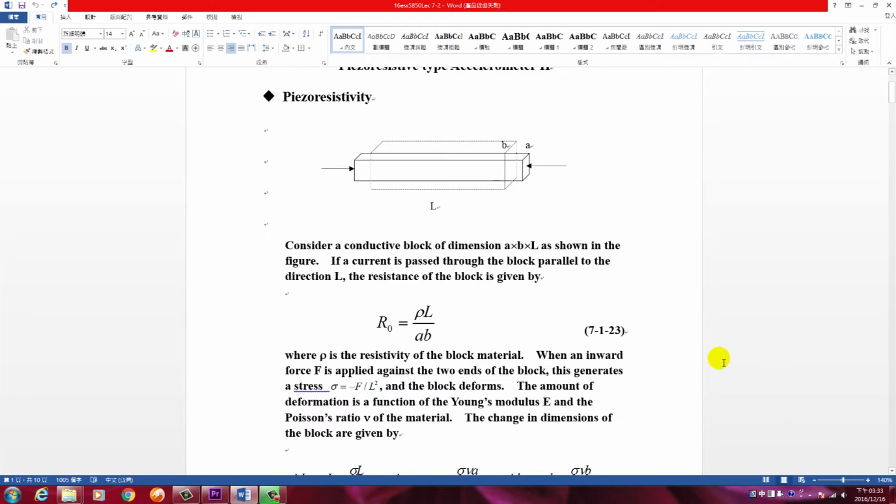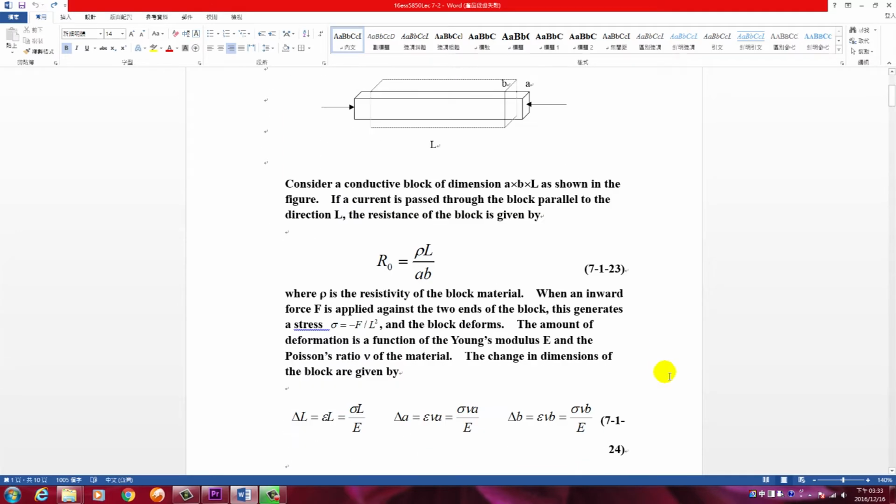Now we consider this not as a fixed structure. We push it into a shorter and wider structure, so now the resistance will change accordingly. If we consider only the structural change, and the resistivity is not changed during this squeeze, the length will become smaller, and A and B will become larger, longer, or wider. So we consider how to express this by using the strain.